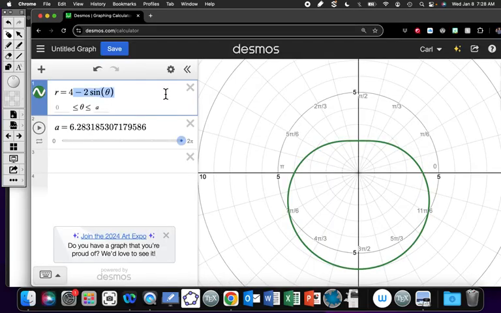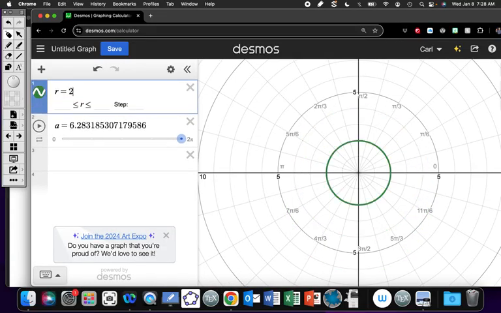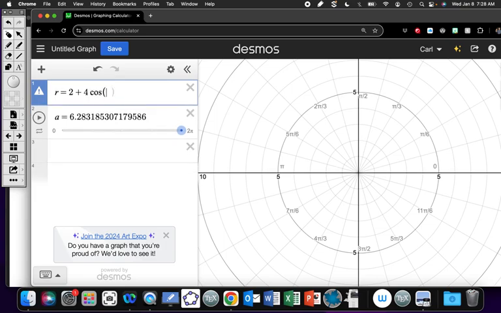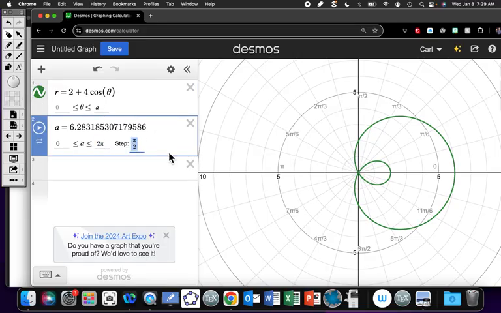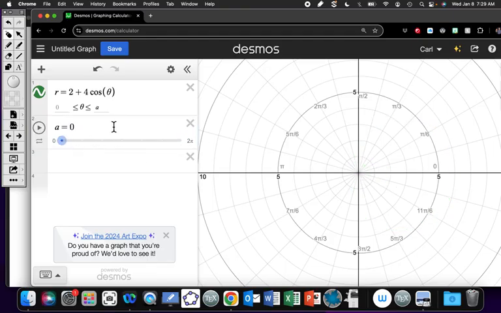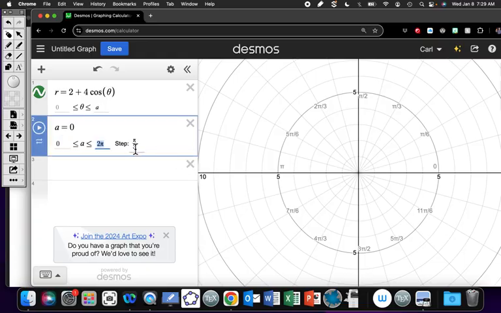So r equals 2 plus 4 cosine theta. And let's go 0 to 2 pi. Let's go in steps of pi's over 3. So we can kind of see this getting... well, actually, let's do pi over 6's. Right? So we do pi over 6's. That'll capture both the pi over 3 stuff and the pi over 2 stuff.